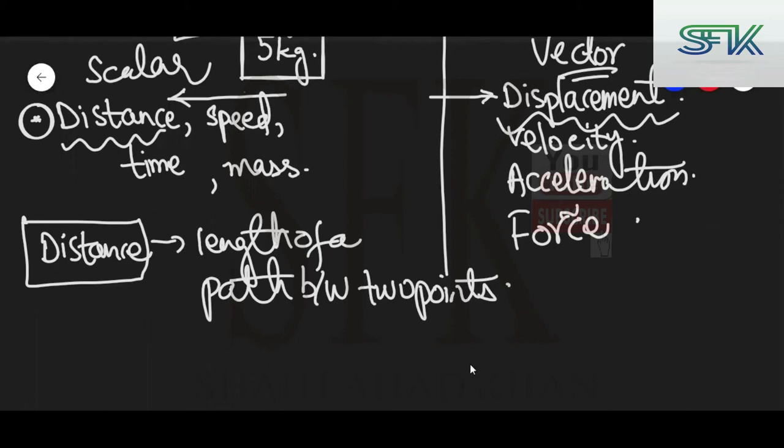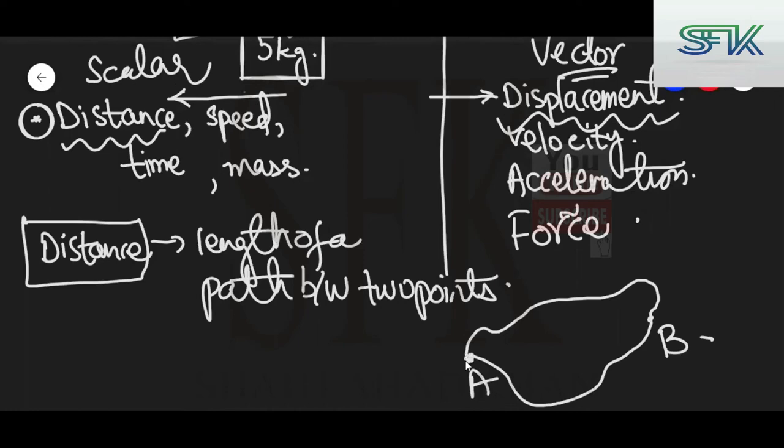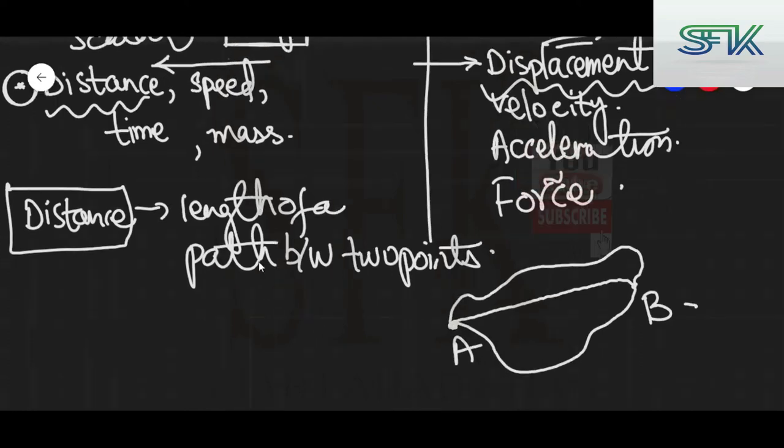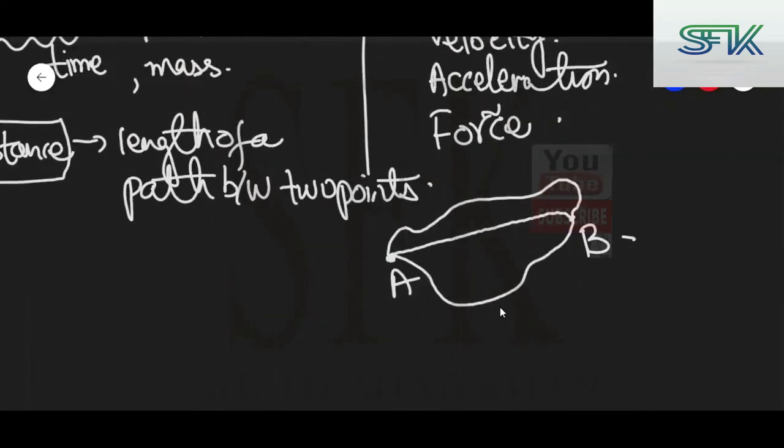For example, if you take these 2 points, let's assume this to be point A and this to be point B, the lengths can be different. It can be all the way over this path, or over this path, or you can travel from A to B using any path. If you measure the length of that path, that length is going to be considered as distance.